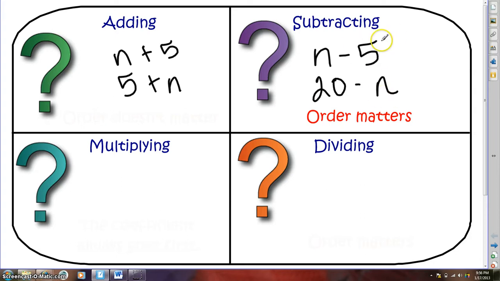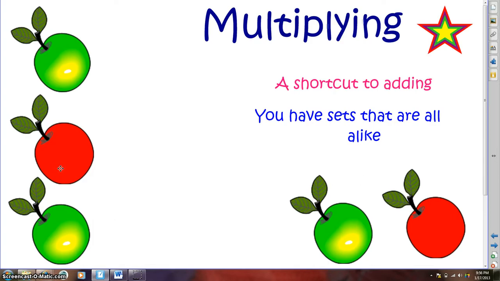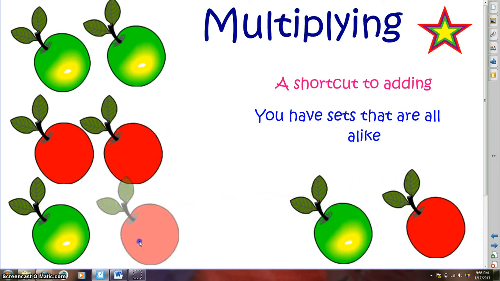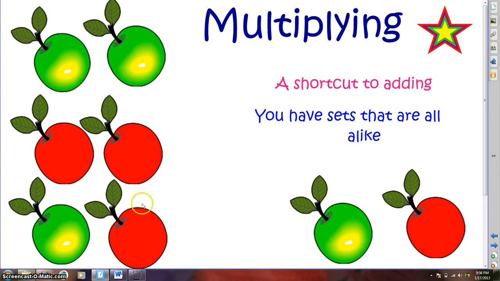If we think about multiplying, multiplying is a shortcut for addition. So if I'm going to multiply, I have to have sets that are alike. So here I have 3 sets, or a set of 3 apples. I can make a second set, which would be multiplying by 2. So now I have 2 sets of 3 apples, or 3 times 2.